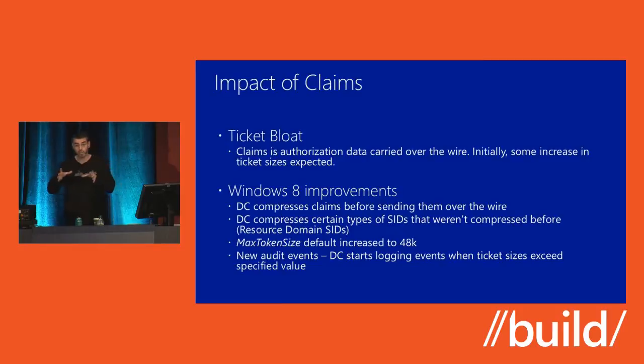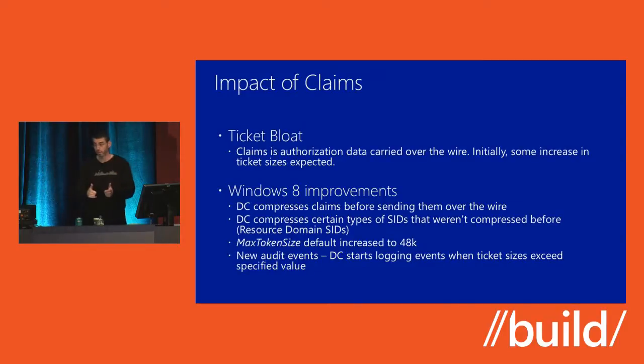If the user is a member of more than 1,024 SIDs, they have group bloat and they fail to log on. But that doesn't actually get that big in terms of a ticket. It only ends up being around 10K. So that wasn't really what was causing most of the token bloat or the ticket bloat, right?